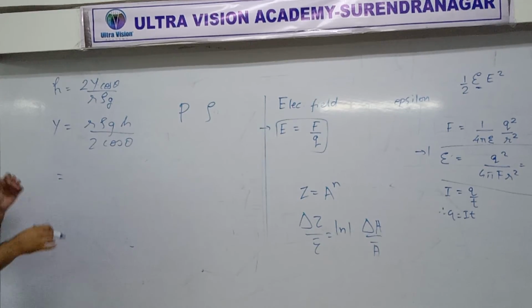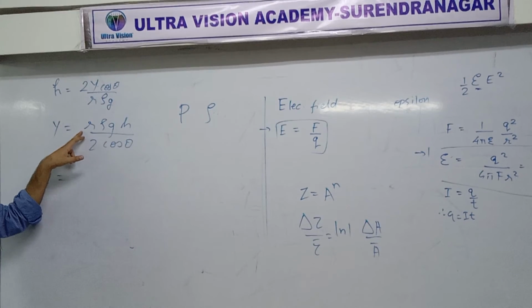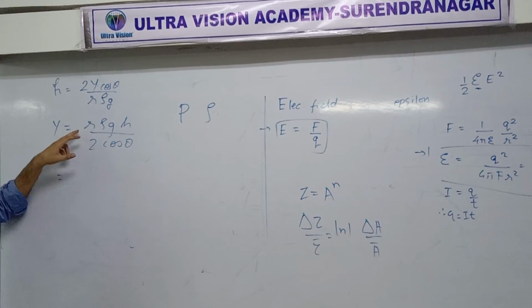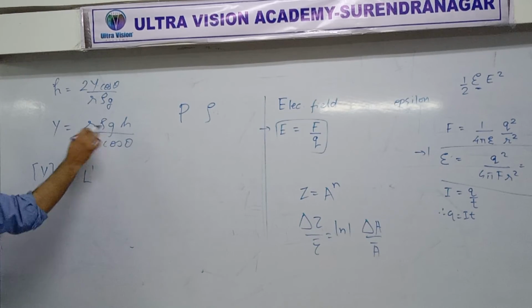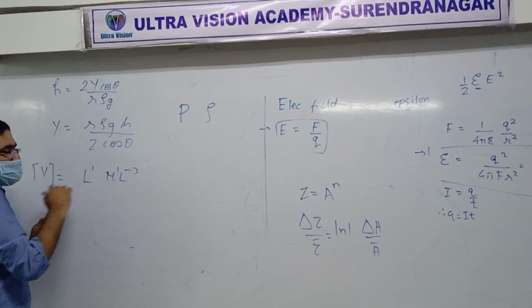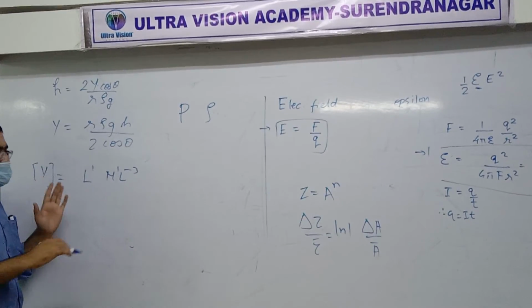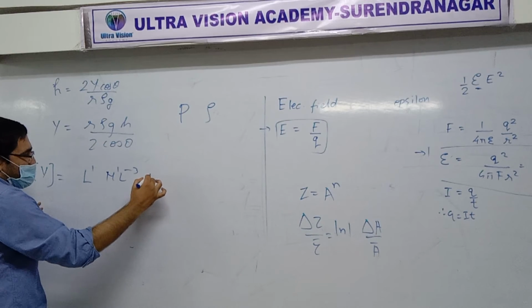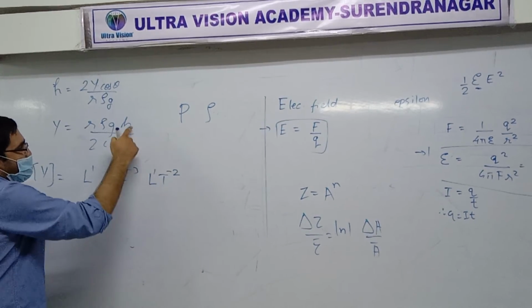Now you might be knowing some of the terms, but there are some standard ways. R generally stands for radius or distance. So dimensions of radius or distance would be what? L raised to 1. Rho is the symbol of density. Density has dimensions M raised to 1, L raised to minus 3. G is gravitational acceleration. It's an acceleration. Acceleration dimensions are L raised to 1, T raised to minus 2. H is height.